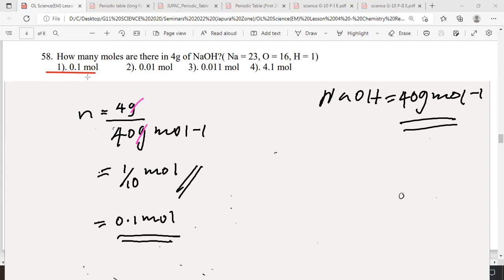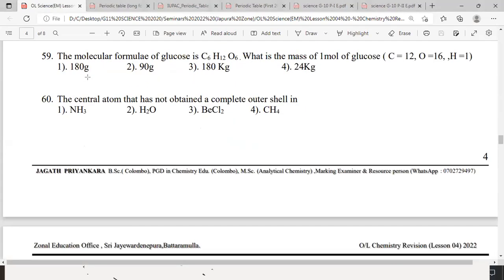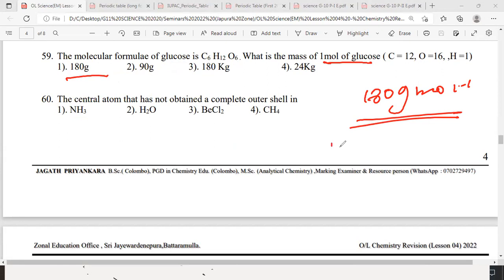Question number 59. Molecular formula of glucose is given. Mass of 1 mole of glucose. 1 mole of glucose is what? 180 grams, because molar mass of glucose will be 180 grams per mole. What is the molar mass of glucose? 180 grams per mole. Therefore 1 mole equals 180 grams. So the answer is the first one. Question number 60.